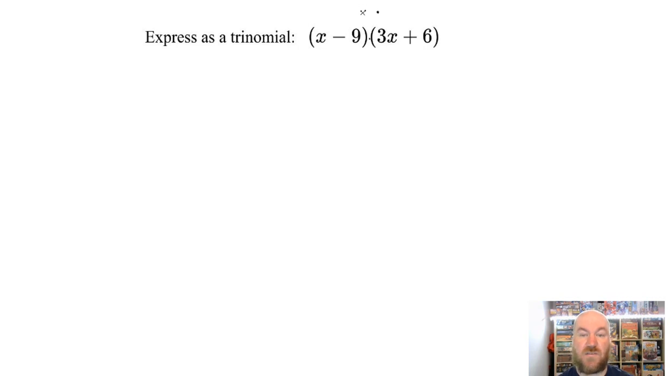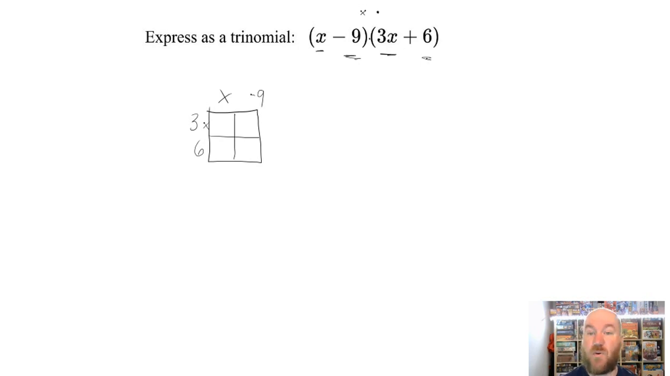So we're going to use the box method to set this up. x minus 9 is a binomial. There are 2 terms, right? x and minus 9. So I made a box with 2 columns. And then 3x plus 6 also has 2 terms, so I made my box have 2 rows. It doesn't matter whether the top one is the first one or the side one is the first one, as long as you put one on top completely and one on the side completely.